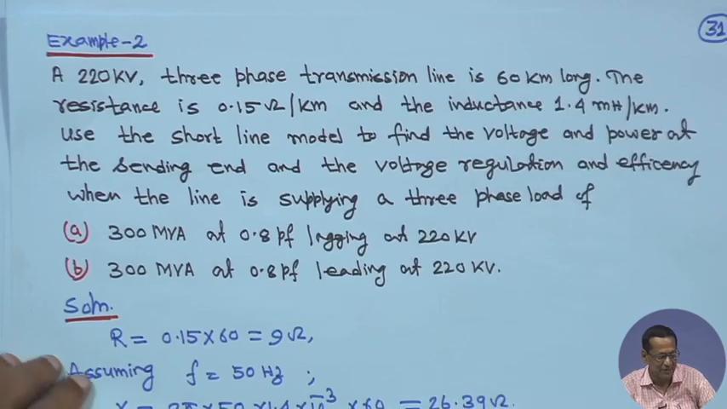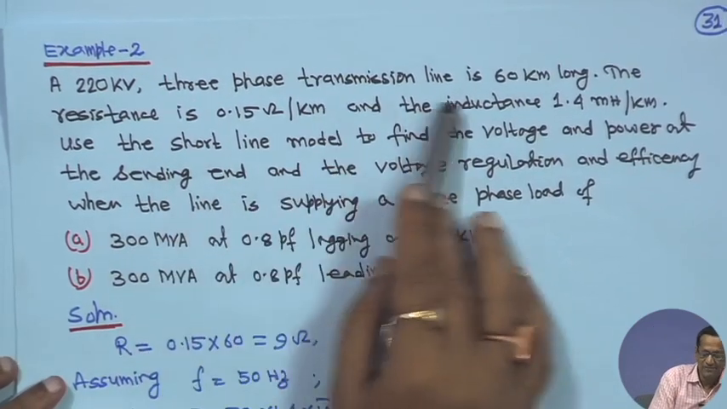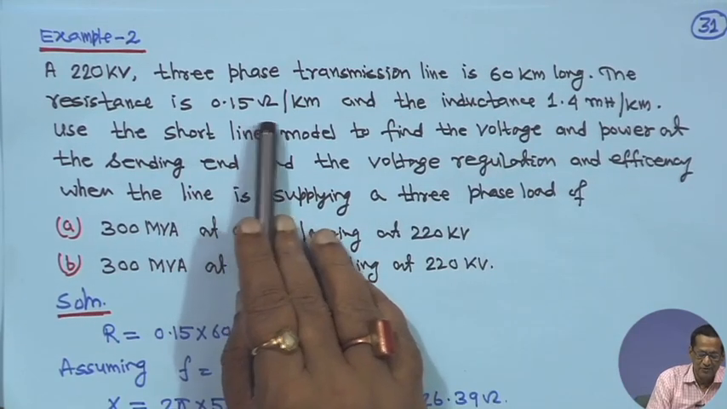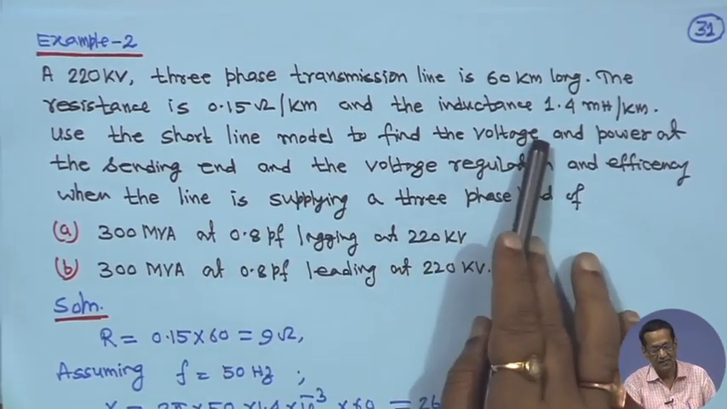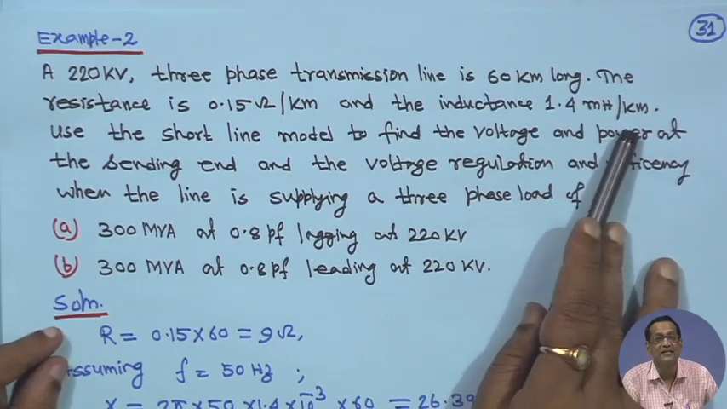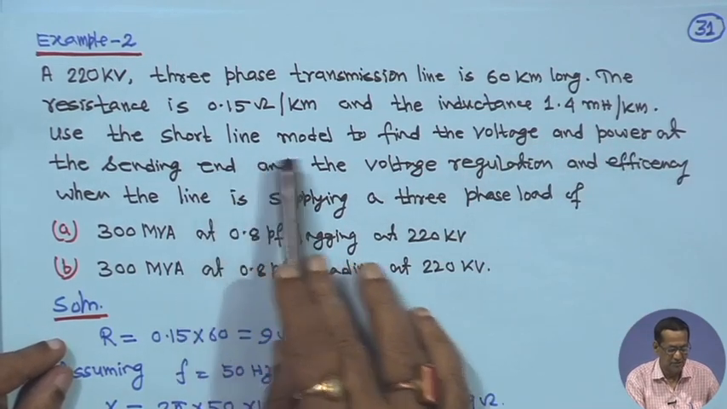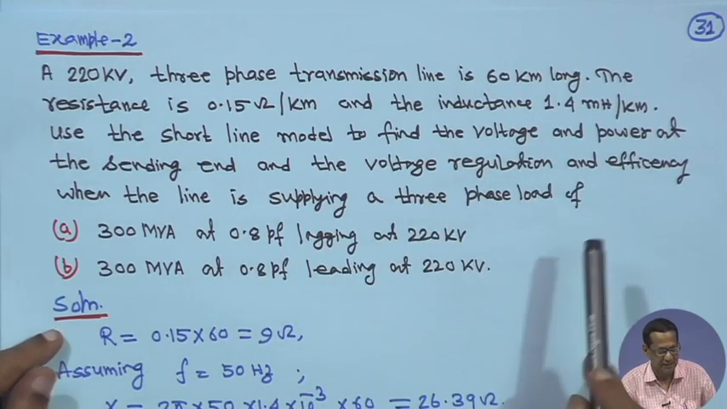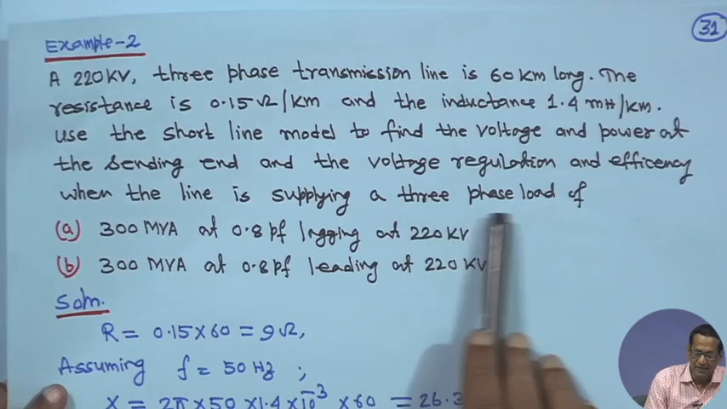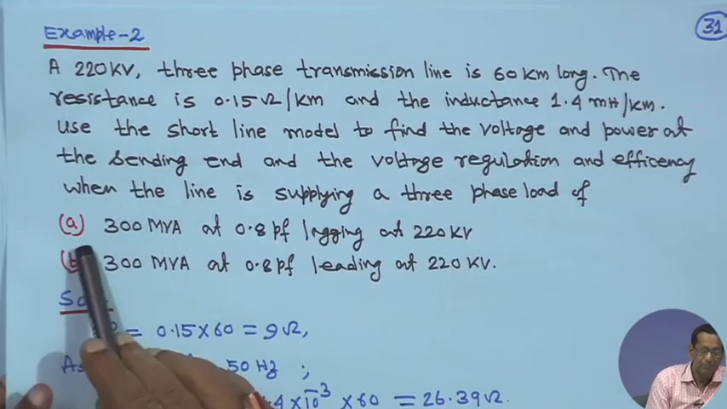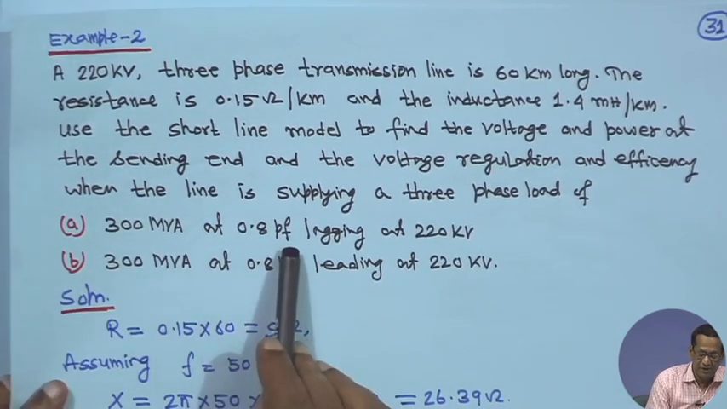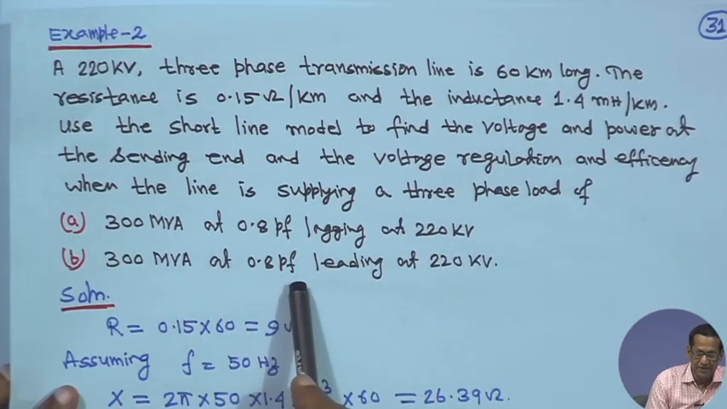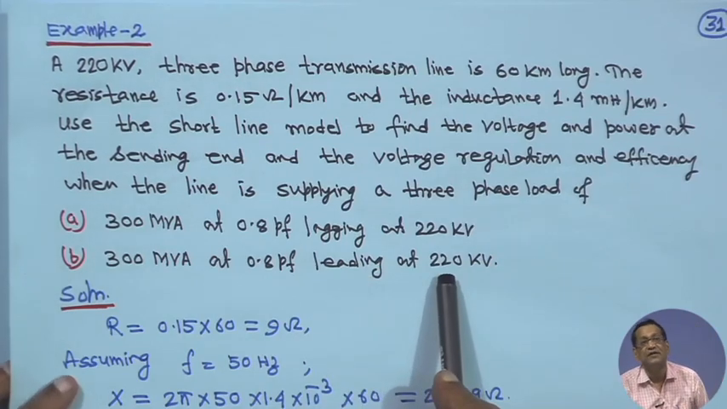The second one is that a 220 kV 3 phase transmission line is 60 kilometer long, right. The resistance is 0.15 ohm per kilometer and the inductance is 1.4 millihenry per kilometer. Use the short line model to find the voltage and power at the sending end, and the voltage regulation and efficiency, when the line is supplying a 3 phase load of 300 MVA at 0.8 power factor lagging at 220 kV, and another one of 300 MVA at 0.8 power factor leading at 220 kV, right.